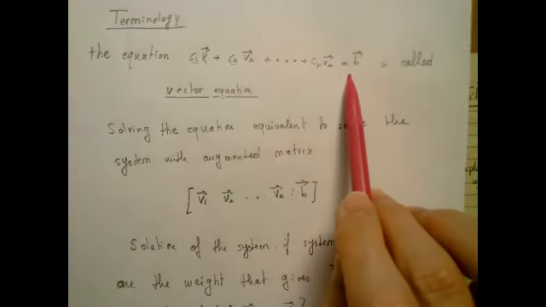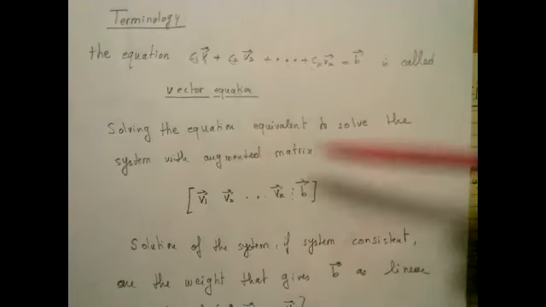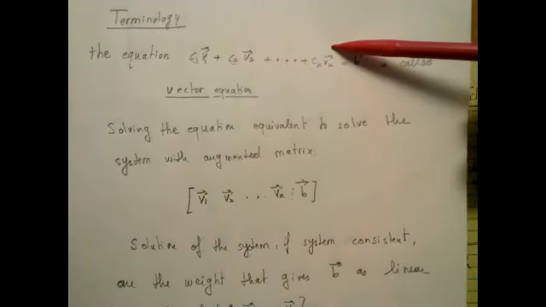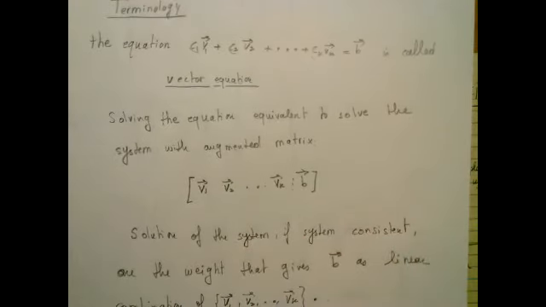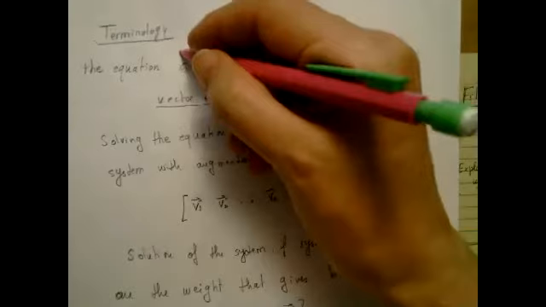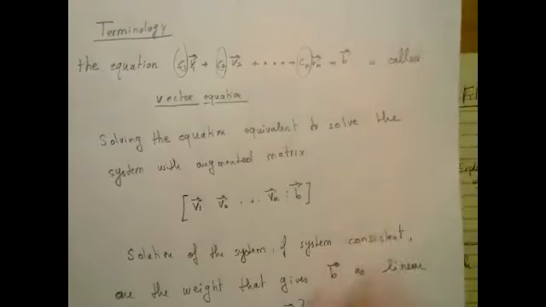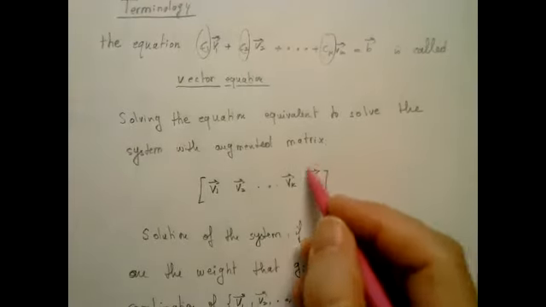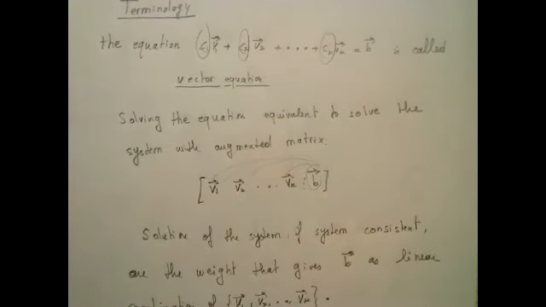This is called a vector equation. This is the augmented matrix that corresponds to that system. And the solutions of this augmented matrix have a very particular meaning. They are those weights that will give B as a linear combination. So when we solve that, we're actually looking for the weights that we put on those v's to get B. If we don't get a solution, it means there is no way we can put weights on them. Okay, so that's the main idea for today.